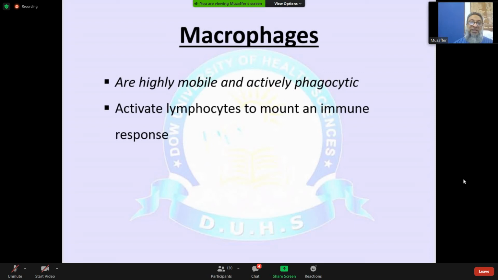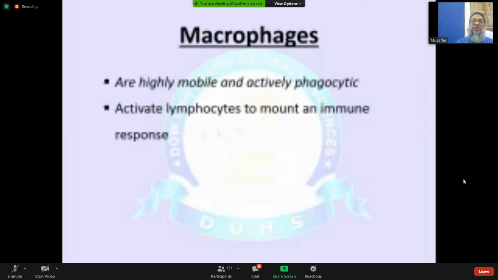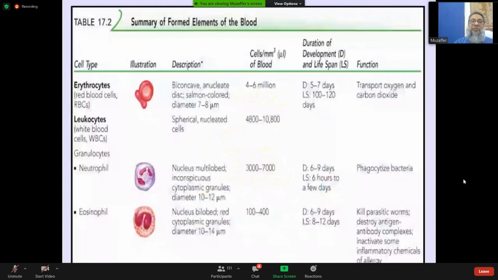But remember one thing: if your body has a very poor immune system, then our response will be poor, and the invading microorganisms become more active, and the person goes into the process of a disease, and will ultimately die if we do not provide defense against these microorganisms. Now here is the summary of some formed elements of the blood.